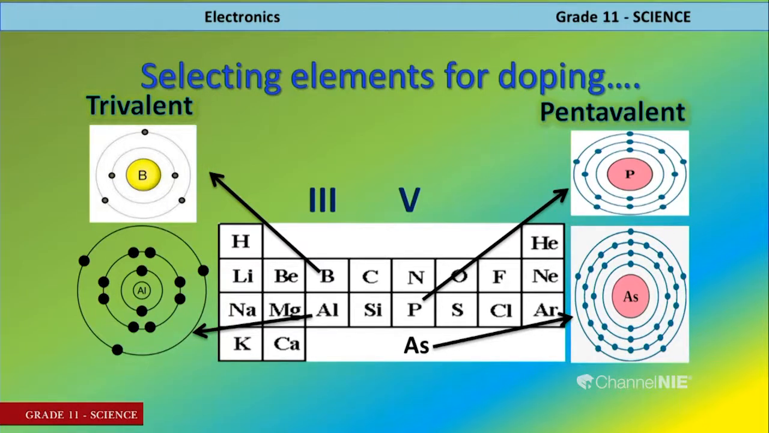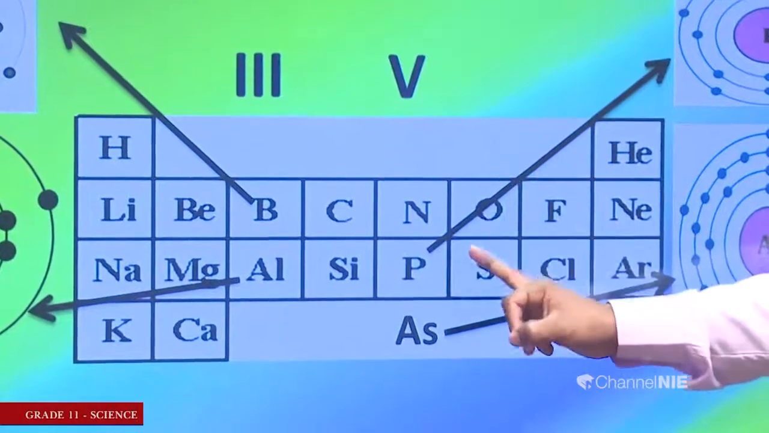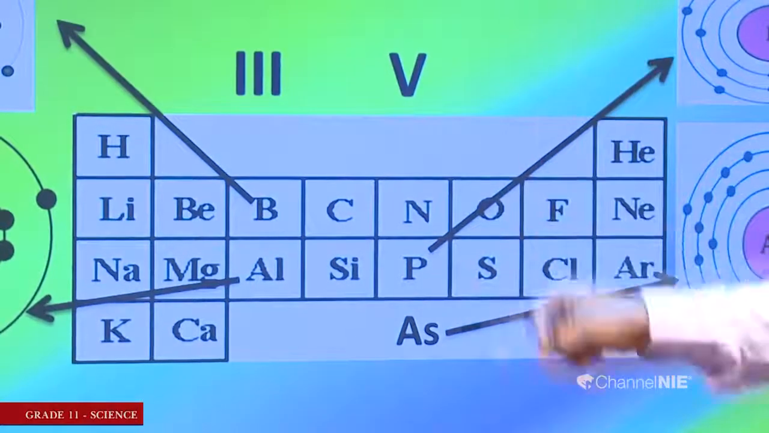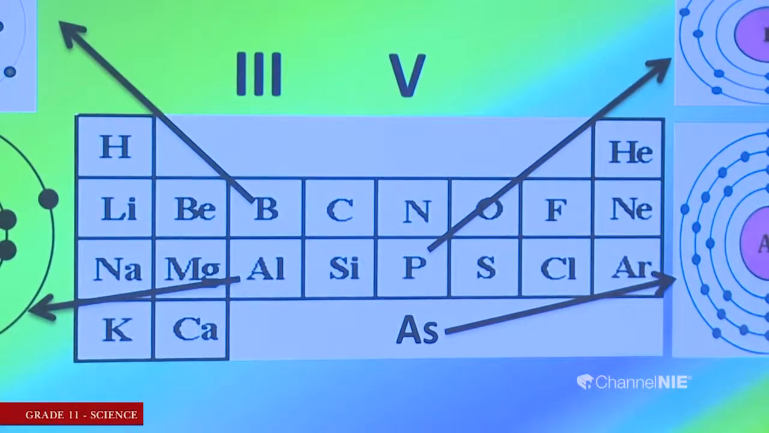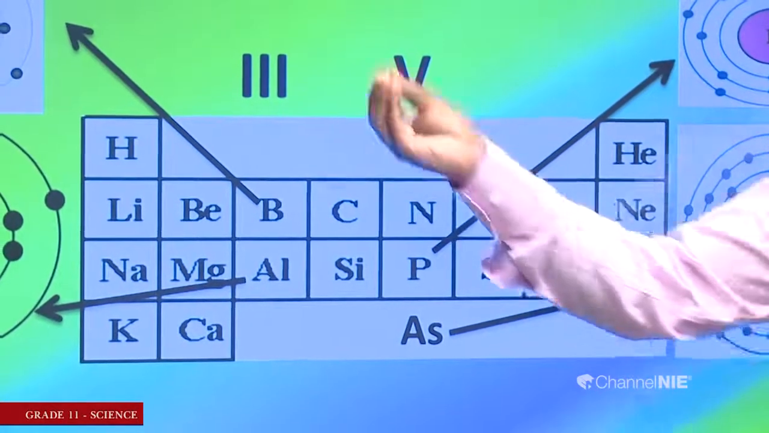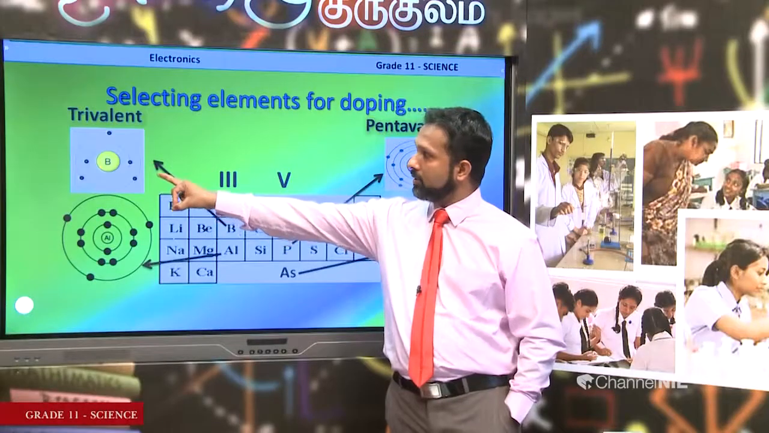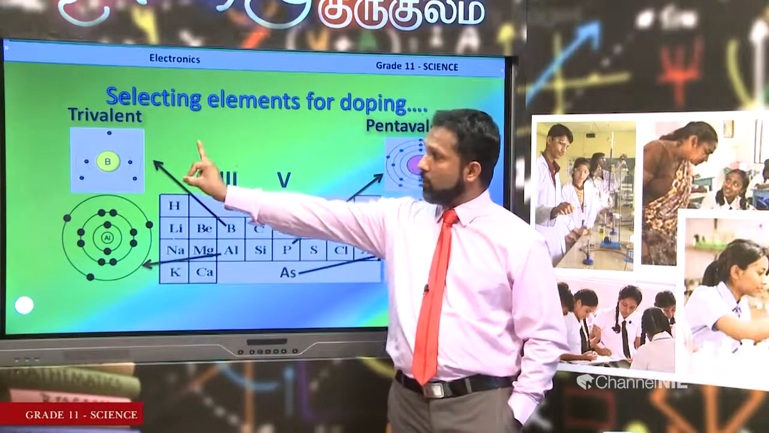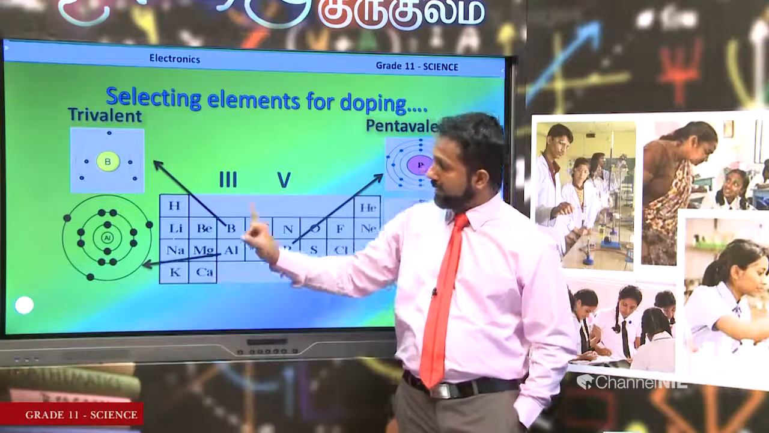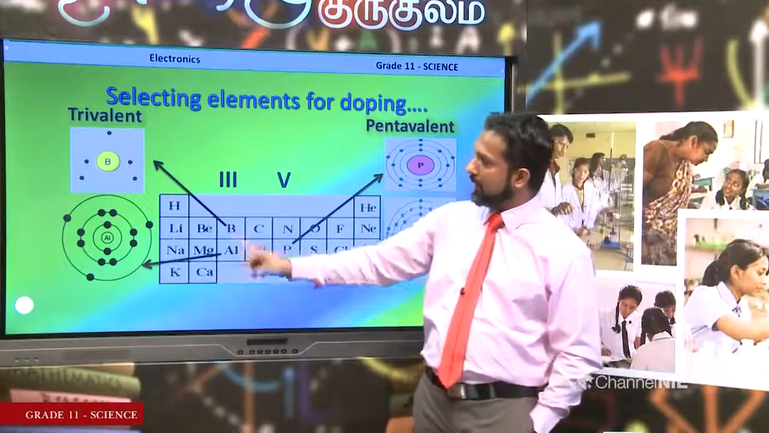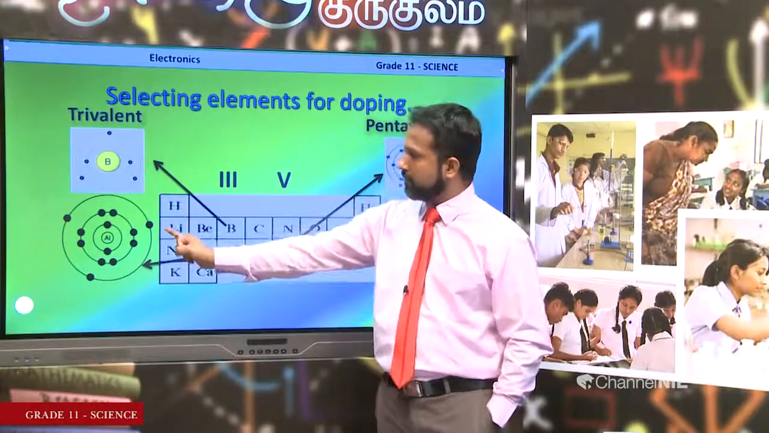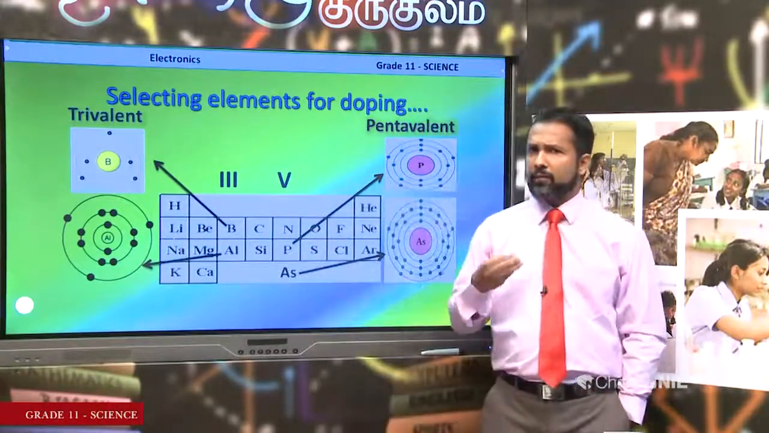You know, silicon and carbon belong to group 4, but boron and aluminium belong to group 3. Nitrogen, phosphorus, arsenic belong to group 5. Then you can see the atomic structure of boron. There are 3 electrons in the outermost shell. Atomic structure of aluminium, there are 3 electrons in the outermost shell. So, you can remember about the valency.